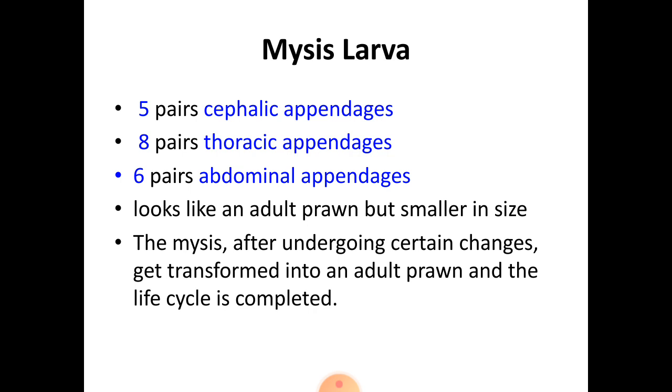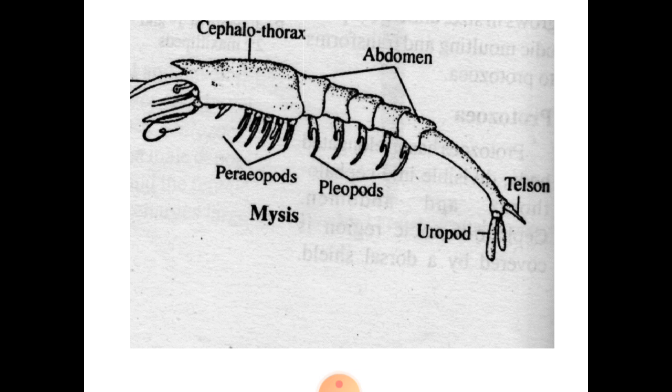The mysis, after undergoing certain changes, gets transformed into an adult prawn and the life cycle is completed. This is the structure of mysis, which looks like Lucifer, a marine zooplankton, and it resembles an adult prawn.